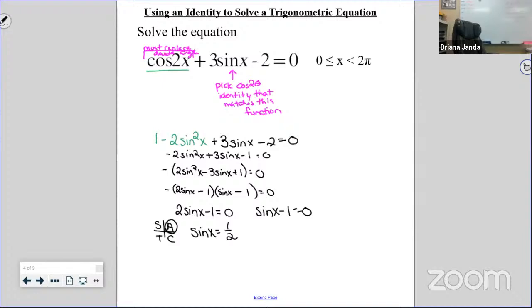Sign is positive in quadrants 1 and 2. Same reference angle, but different quadrants this time, right? Logan. Nothing. It doesn't have a variable, so it won't impact our answer.